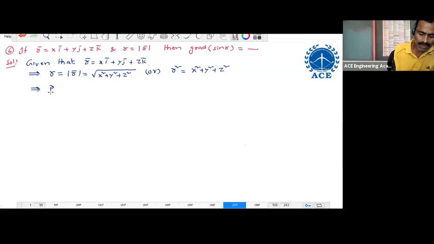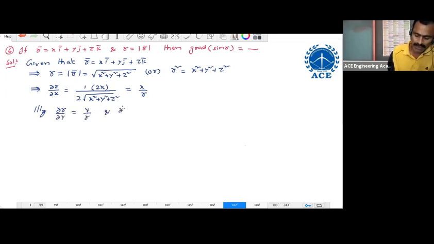Which implies dou r by dou x, it is a function of three variables. If we differentiate this function partially with respect to x by using the root formula, 1 by 2 root of x square plus y square plus z square, times the inner function derivative with respect to x, 2x, the 2 gets cancelled, x by, again this is the same as r. So dou r by dou x is x by r. Similarly, dou r by dou y is y by r, and dou r by dou z equal to z by r.